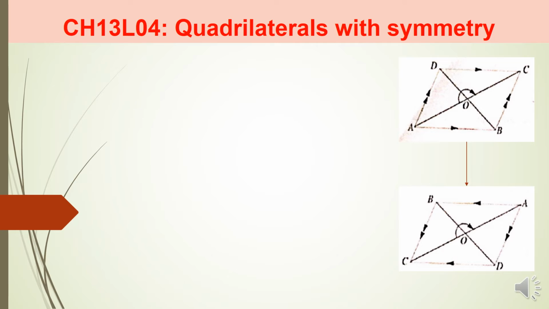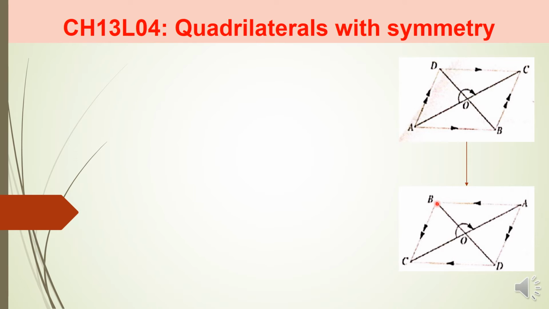Next we go to the parallelogram. In this parallelogram, the symbol means parallel. This is the same parallel. So AD is parallel to BC, and AB is parallel to DC. When we rotate 180 degrees clockwise, we obtain the figure below. The figure below is the same as the original figure, but the difference is the vertices.